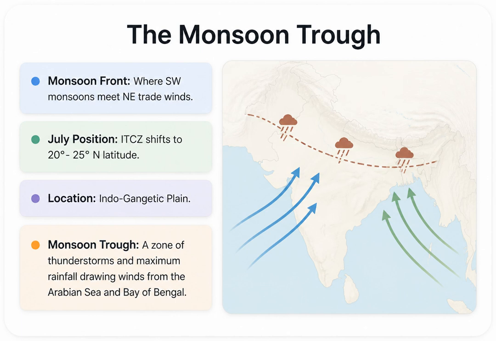When these newly formed southwest monsoons finally meet the existing northeast trade winds, they form what is known as the monsoon front. By July, the ITCZ has shifted all the way up to 20 to 25 degrees north latitude, settling right over the Indo-Gangetic Plain. In this specific position, the ITCZ is often referred to as the monsoon trough. This trough acts like a giant vacuum, pulling in moisture-laden winds from both the Arabian Sea and the Bay of Bengal, resulting in a continuous series of thunderstorms and maximum rainfall over the subcontinent.